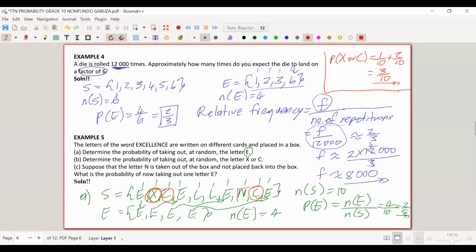is not included in our sample space, which means our sample space now has 1, 2, 3, 4, 5, 6, 7, 8, 9. So the probability of getting E is still going to be 4, but over our sample space, which has changed now, it's 9. So it's going to be 4 over 9. This is C.